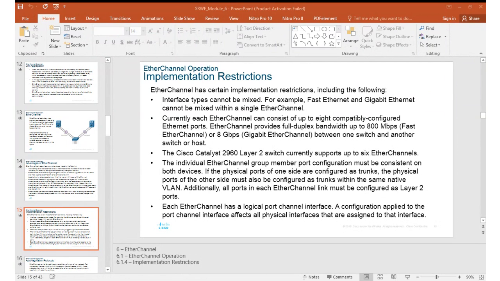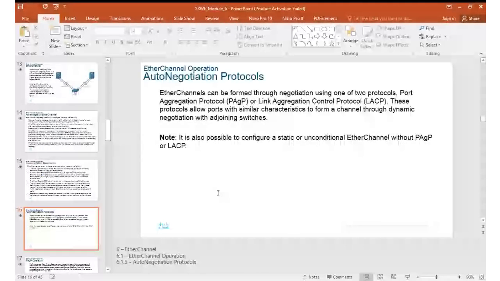If I want to put fast Ethernet 0/1 and fast Ethernet 0/6 together, I'll have to check whether these interfaces conform to the restrictions we are talking about. That's how the manual one will be done, so that is a bit difficult. What do we do if we want to do this faster? There are what we call implementation protocols.